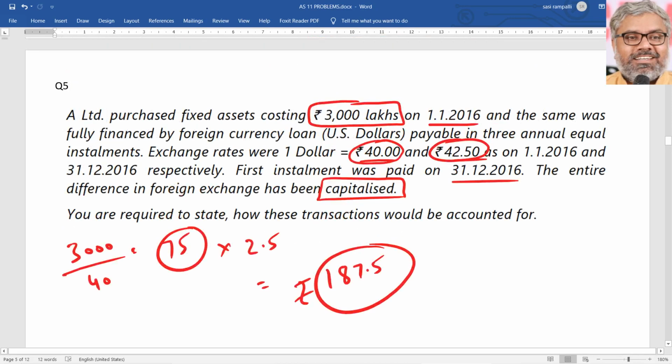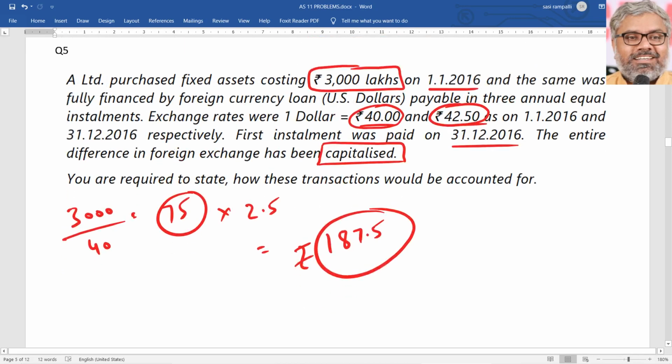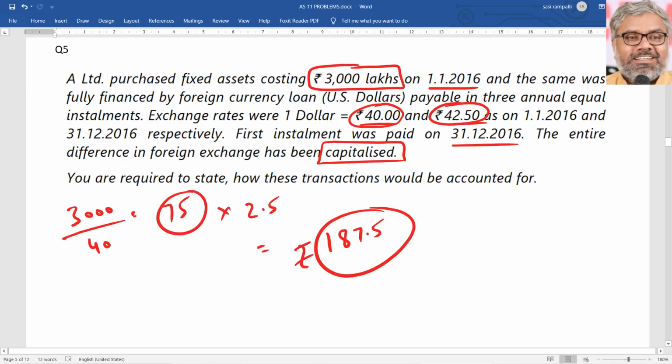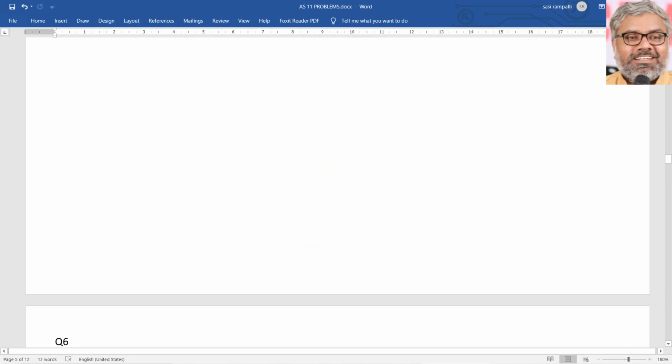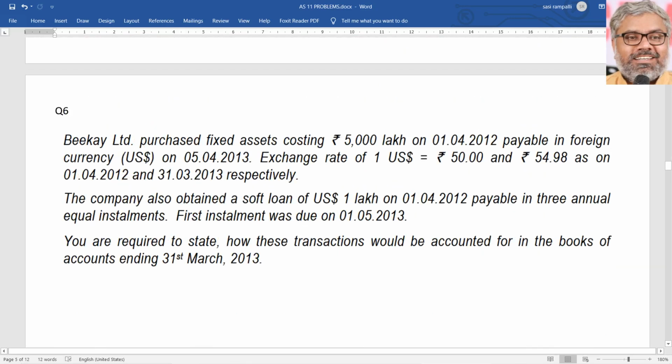So AS 11 gives treatment for such kinds of losses, and not necessarily always losses. Since the examples are like this, we are looking at losses most of the time. It could be gains also. If it is a gain, then it can be deducted from fixed assets, credited to P&L, or credited to the FCMITD account. So alternatives are always possible. When we say loss, that is one possibility, and that automatically means gain is also possible.